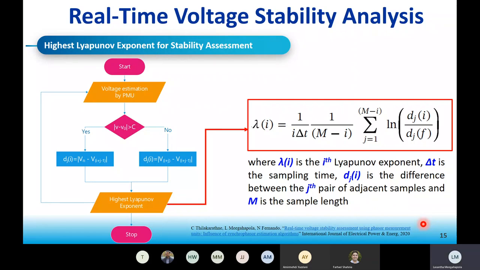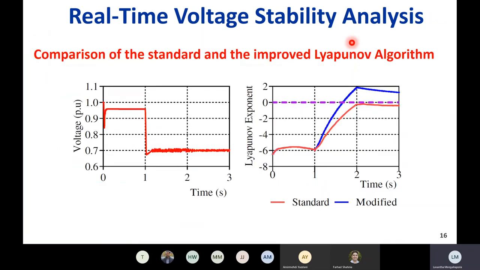Also, there could be a situation where it won't really detect an actual voltage stability issue. Therefore, we have modified this denominator to reflect the actual fault condition, and that will be put in as a denominator to take the ratio of the actual voltage difference component. So here we can show you how it works.